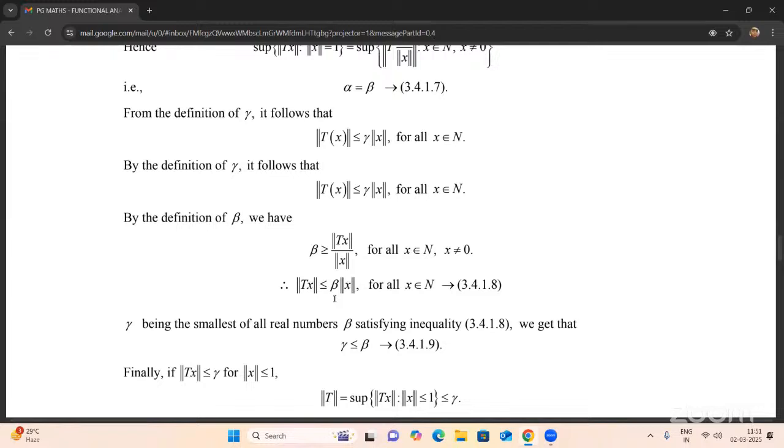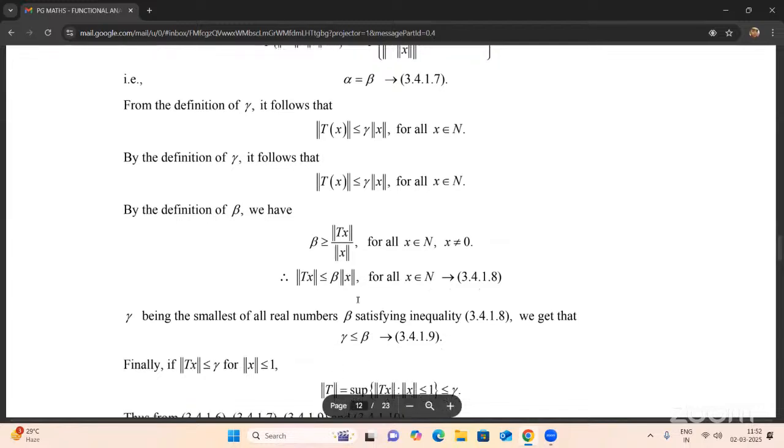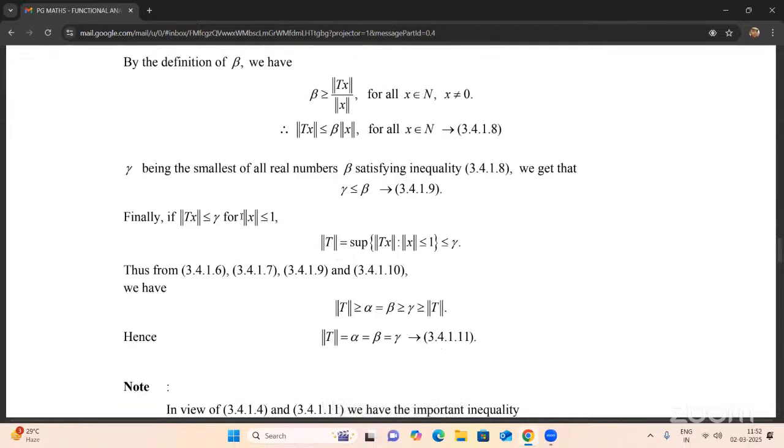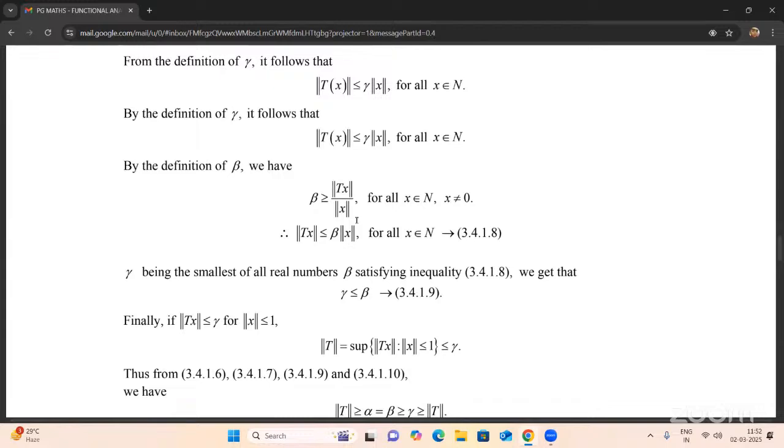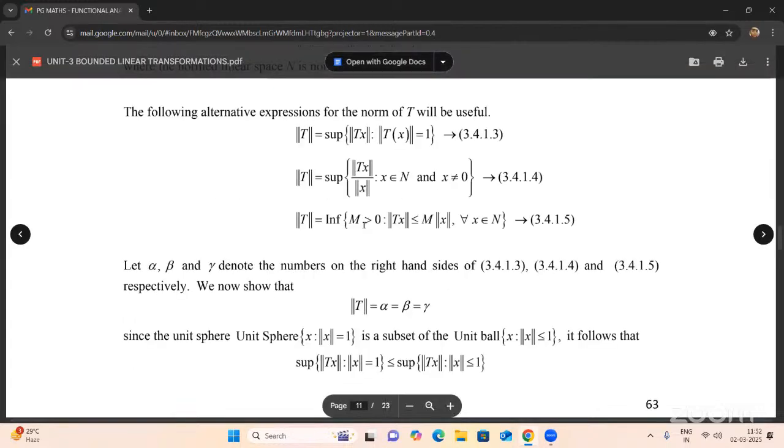Now, the norm can be defined in various manners. Gamma less than or equal to beta is there. Finally, norm T of x less than or equal to gamma and norm x less than or equal to 1, and norm T equal to supremum of norm T of x, where norm x is less than or equal to 1. This concept is gamma. So, you just have to see and observe these relations. Just see and refer here.